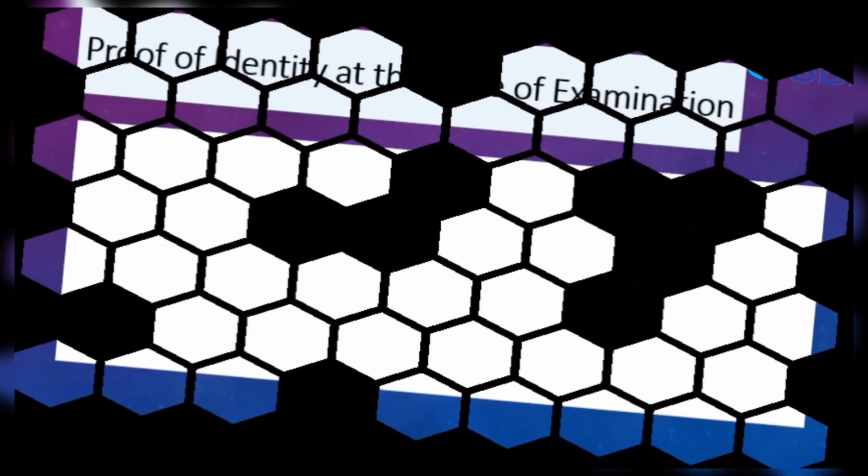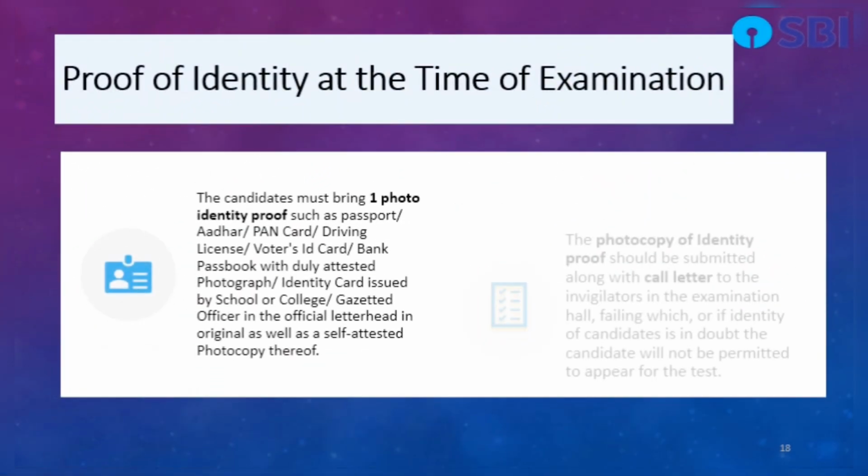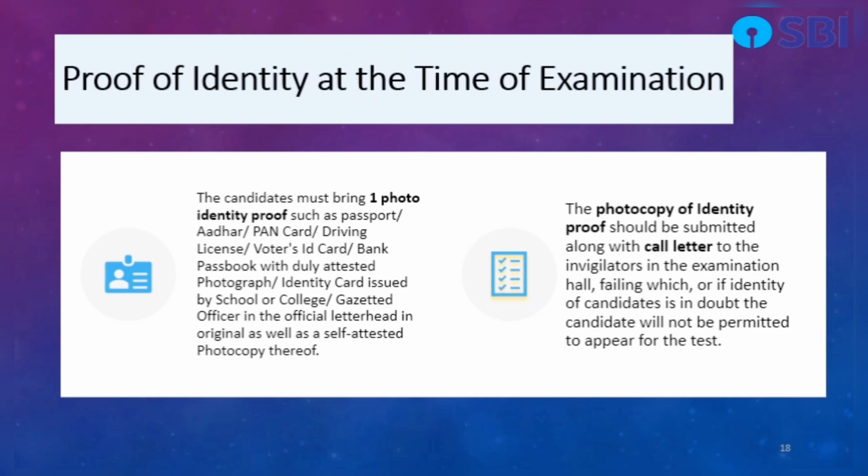Proof of identity at the time of examination. The candidates must bring one photo identity proof such as passport, Aadhaar, PAN card, driving license, voter ID card, bank passbook with duly attested photograph, or identity card issued by school or college or a gazetted officer on official letterhead, in original as well as a self-attested photocopy thereof. The photocopy of identity proof should be submitted along with the call letter to invigilators in the examination hall, failing which, or if the identity of the candidate is in doubt, the candidate will not be permitted to appear for the test.